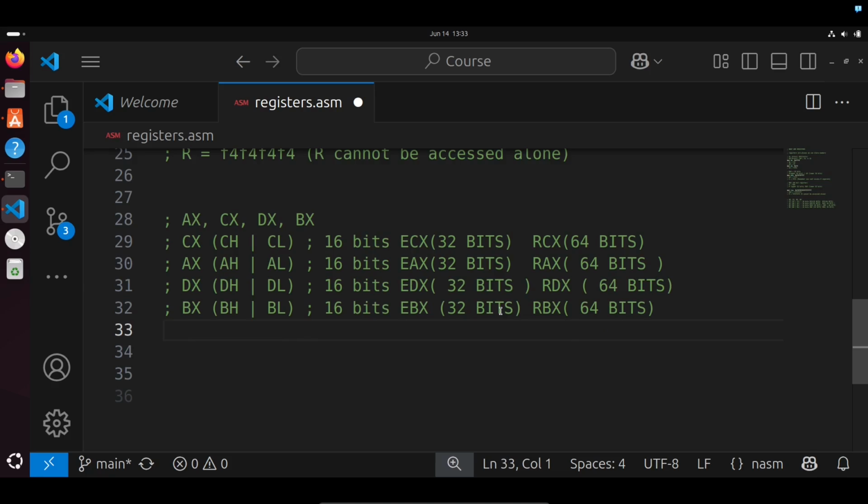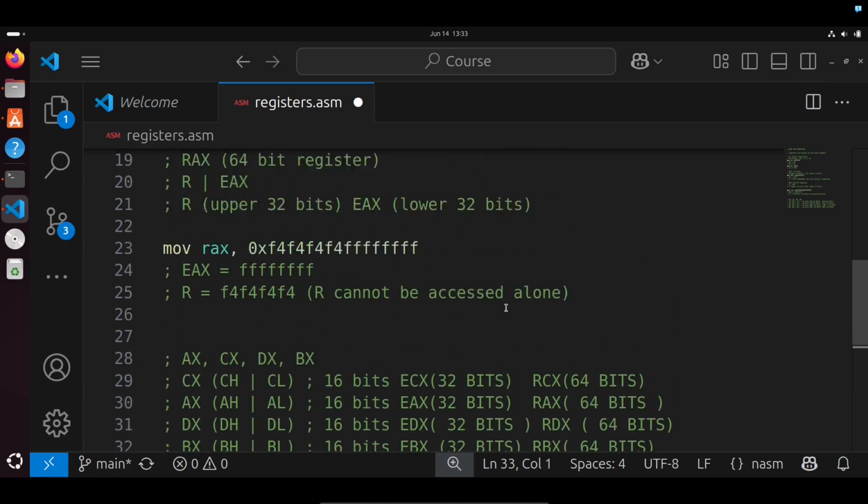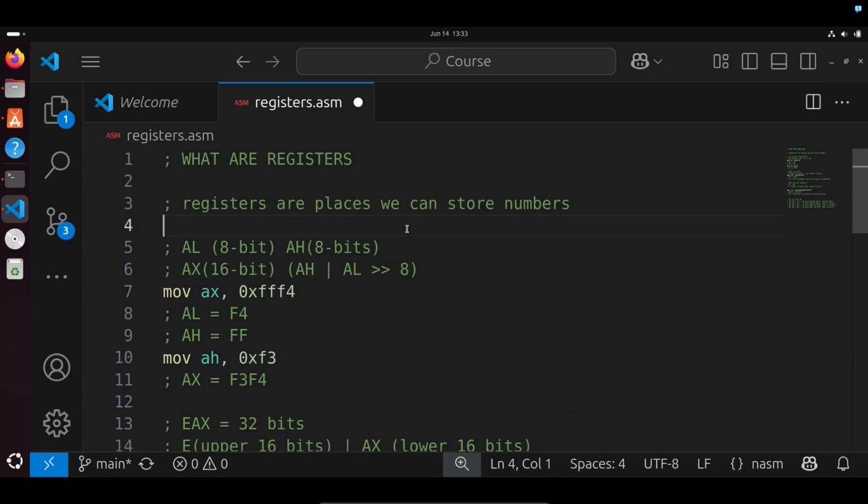So the same rules apply to all of them, okay? So you can use these general purpose registers in exactly the same way as I explained the EAX.